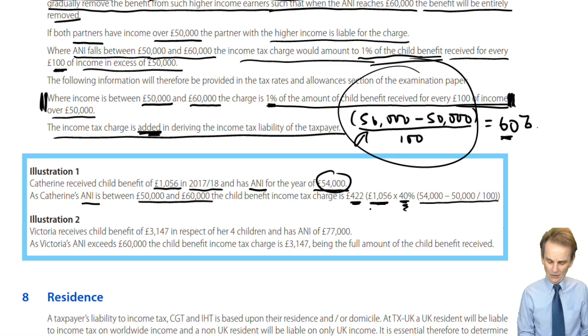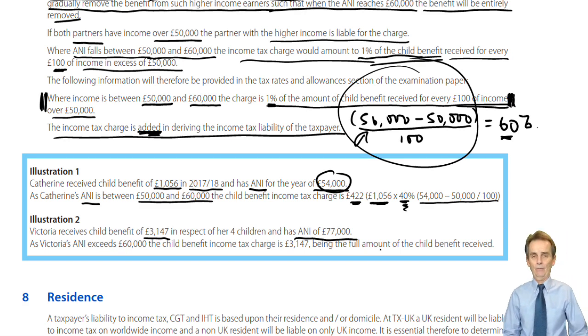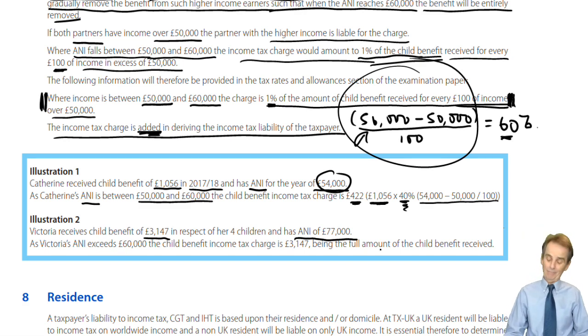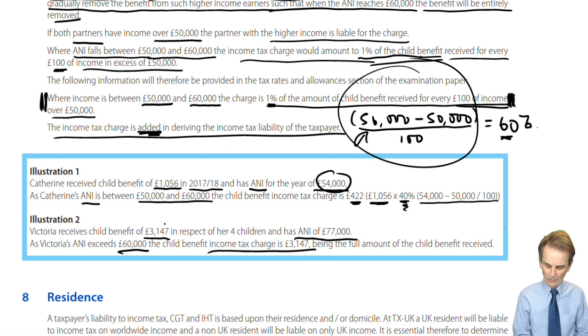Illustration 2. Victoria receives child benefit of £3,147 in respect of her 4 children and has adjusted net income of £77,000. We should be looking at this and think, thank you very much. This is not going to be difficult at all. No calculations will be needed because that figure exceeds £60,000. Therefore, the income tax charge will be equivalent to the amount of the child benefit.